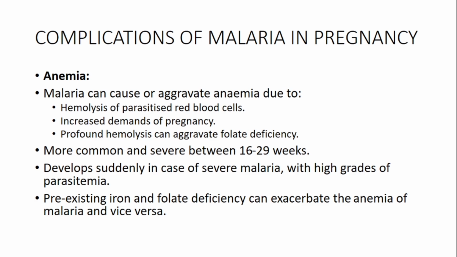I'll briefly discuss some of the complications of malaria in pregnancy. Anemia is an important complication of malaria, as earlier discussed, and it could arise following hemolysis of parasitized red blood cells. There are also increased demands in pregnancy. The profound hemolysis may also aggravate folate deficiency. In women who are pregnant, especially in the first trimester, nausea and vomiting may prevent adequate oral intake, and as such may put them at increased risk of a background nutritional anemia, which may be complicated by malaria infestation.